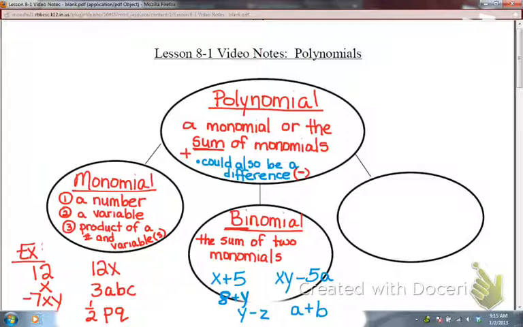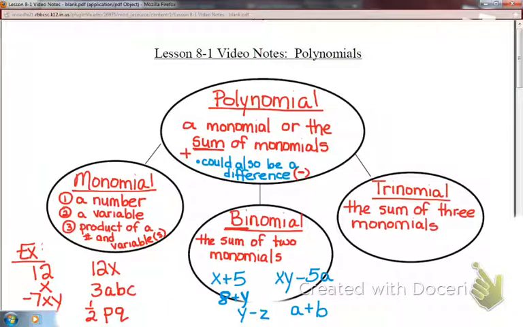Okay, and then in our third circle, we're kind of getting bigger. We started with monomials, which had one item. Then we had binomials, which have two items separated by addition and subtraction signs. If we get a little bit bigger, then we are creating something called a trinomial. As you can guess, a trinomial is the sum of three monomials. And again, it could have addition signs or some subtraction signs as well.